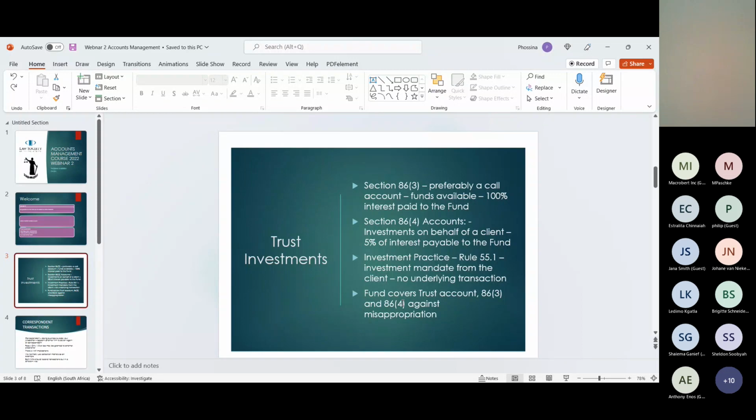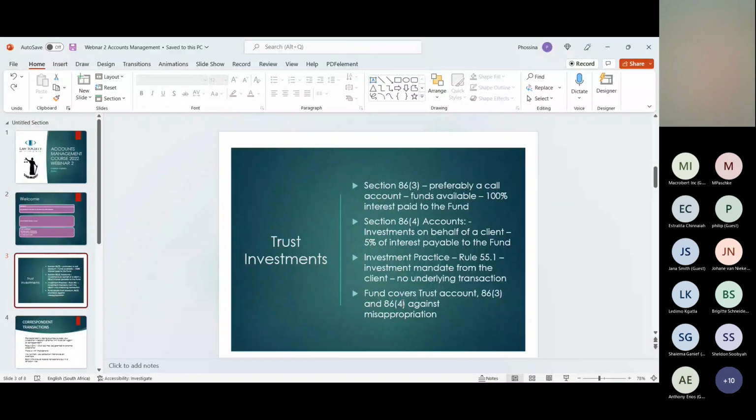One, two, the money should be paid first in the trust account. So money should come first in the trust account, and then you go to the bank. You open specifically for that particular account. So each client should have their own account, 86(4) account. And then at the end, you control the funds.